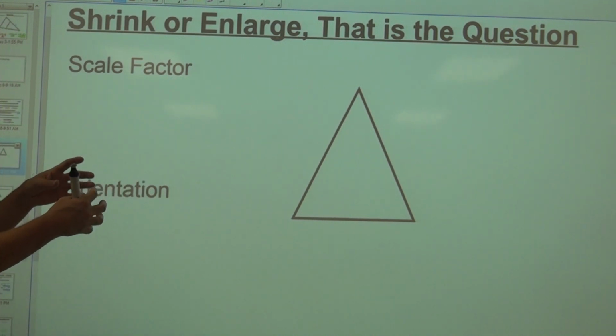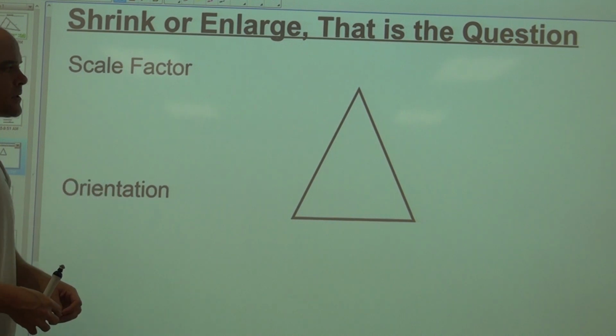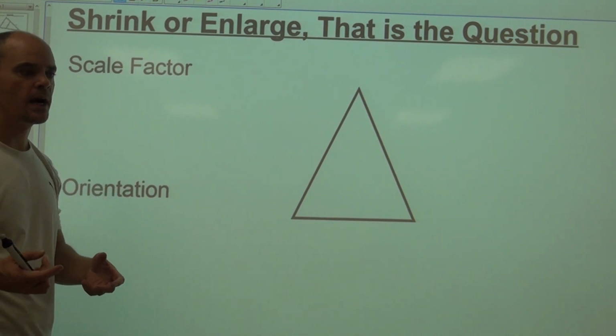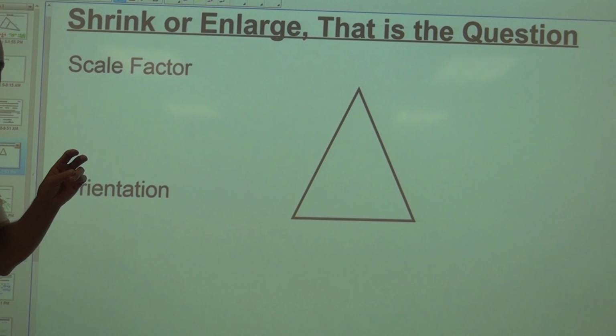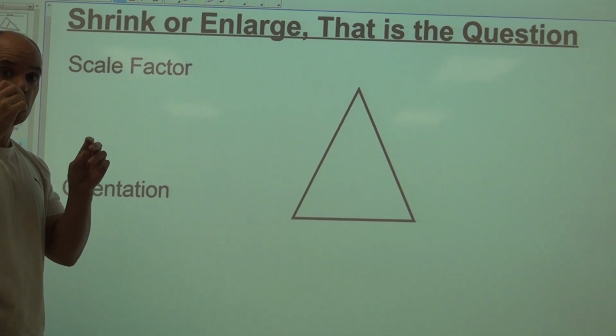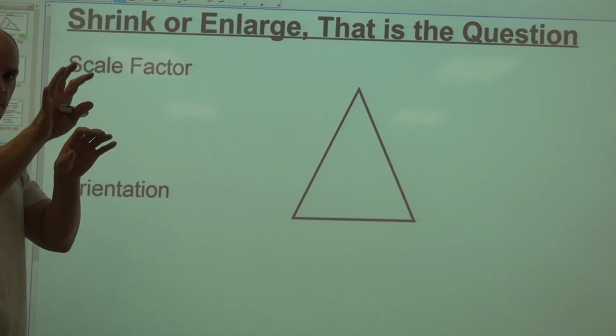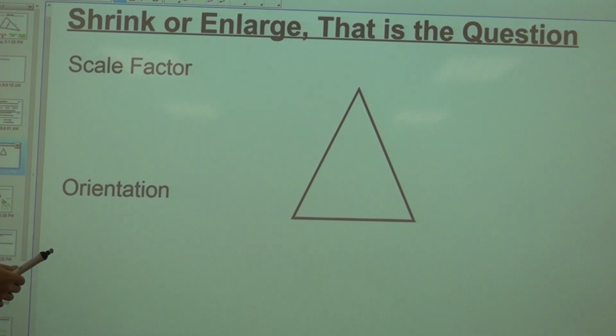All right? The idea of shrinking or enlarging something is called a dilation. Just like when you go to the eye doctor and they dilate your eyes, what they're doing is they're enlarging your pupil so they can look into it. So they're enlarging that space.